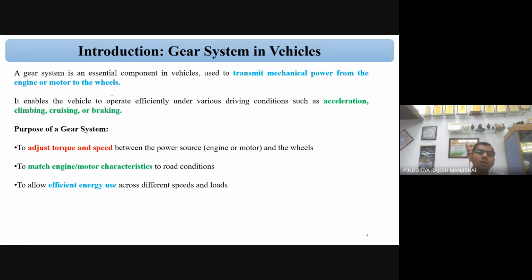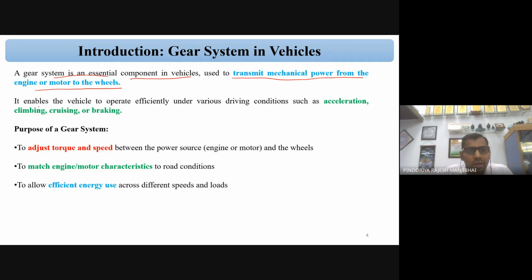Okay. So what is a gear? A gear system is an essential component in a vehicle used to transmit the mechanical power from the engine or motor to the wheel. So the basic role of the gear is to transmit the mechanical power from the engine, otherwise the motor. In the case of an IC vehicle, we say the engine. In the case of an electric vehicle, we say the motor. From the engine or the motor, we have to transfer the mechanical power to the wheel so the wheel can rotate, correct?